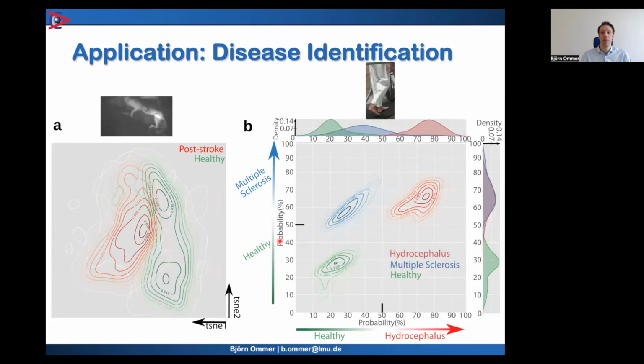Here we see the behavior representation is detailed enough to capture even the differences between a mouse post-stroke and a healthy reference behavior. So directly visualizing in a TSNE representation here in this feature space, the differences in behavior. And on the right-hand side, you can see the projection of our representation being suited for differentiating between different neurodegenerative diseases in human patients.